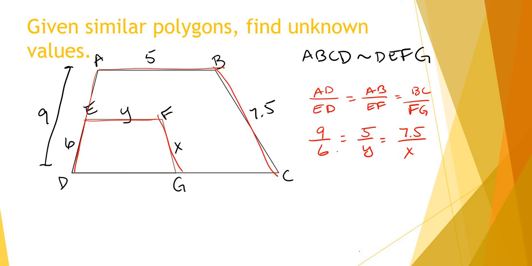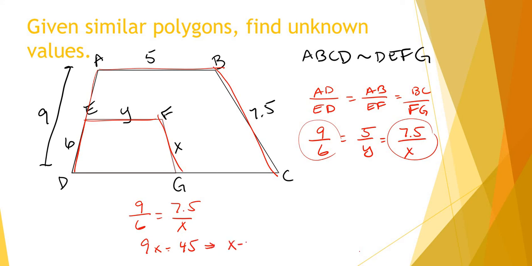So let's solve for X. Well, I can compare these two as equivalents. 9 over 6 is equivalent to 7.5 over X. 9x equals 45, therefore x equals 5. So there's one of my values.